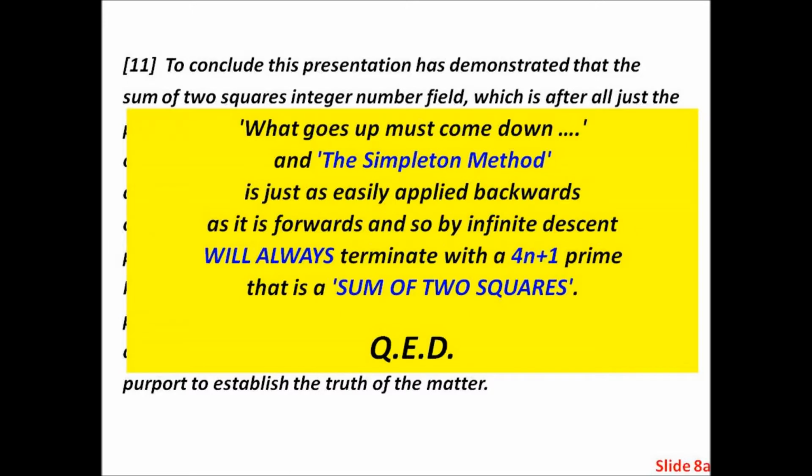What goes up must come down, and the Simpleton method is just as easily applied backwards as it is forwards, and so by infinite descent will always terminate with a 4n plus 1 prime that is a sum of two squares. QED.